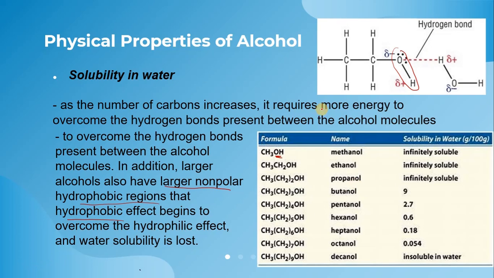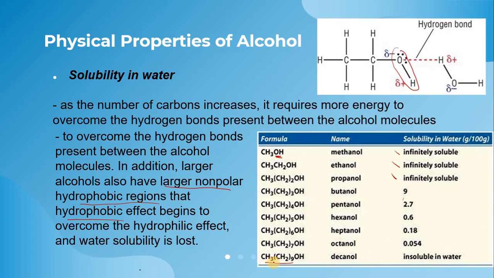So, as we look at this pattern sa COH, mga simple alcohol, CH3OH, methanol, infinitely soluble, ethanol, infinitely soluble, propanol, infinitely soluble. Pag-abutin, 9 grams per 100 grams of water na lang ang ma-dissolve. And here, nagkagamay, hantod, nagkataas imong chain.